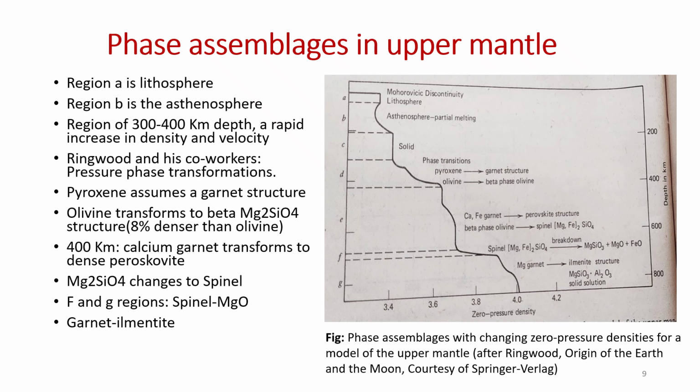Pyroxene assumes a garnet structure. We can see that olivine transforms to beta phase olivine, which is 8% denser than olivine. At 400 kilometers, calcium garnet transforms to dense perovskite, and Mg2SiO4 changes to spinel. In the F and G regions, this includes the spinel to MgO, that means magnesium oxide, transformation in the F region, and in the G region, garnet transforms to ilmenite. These are the important phase changes in the upper mantle suggested by Ringwood.